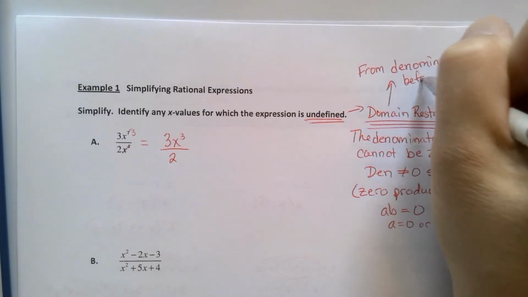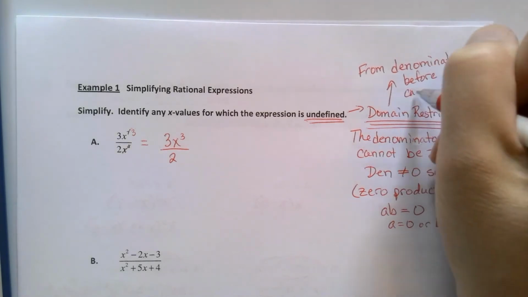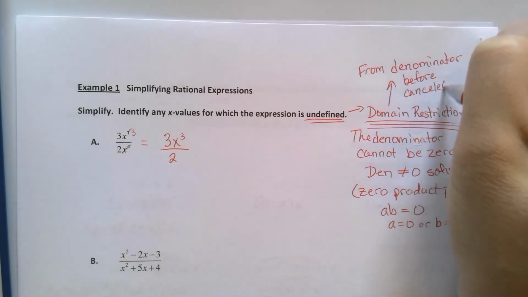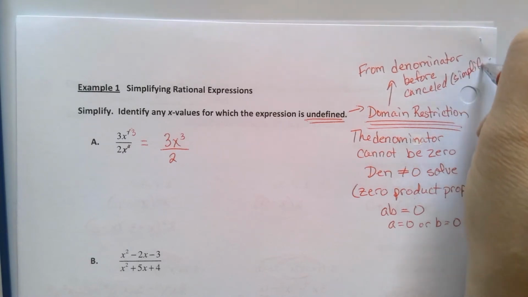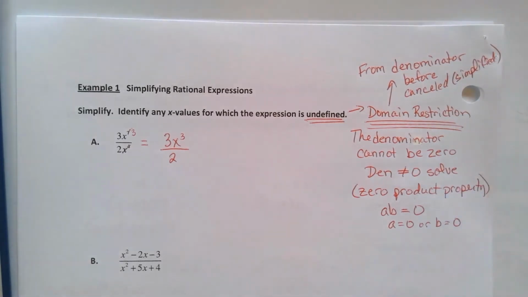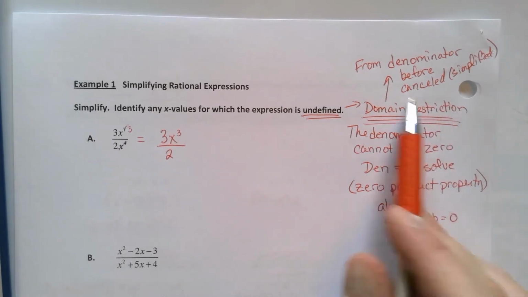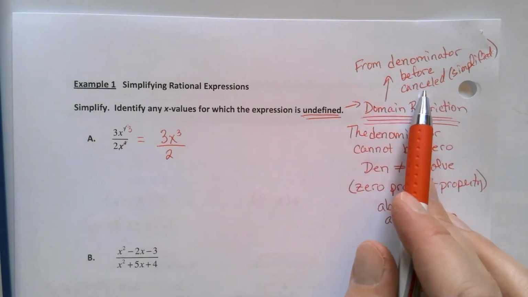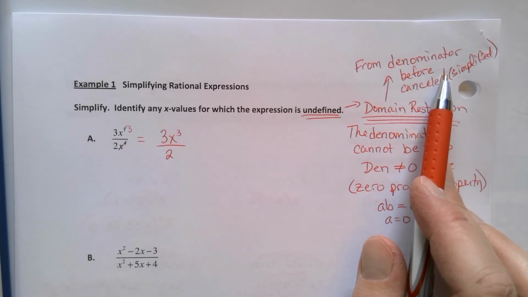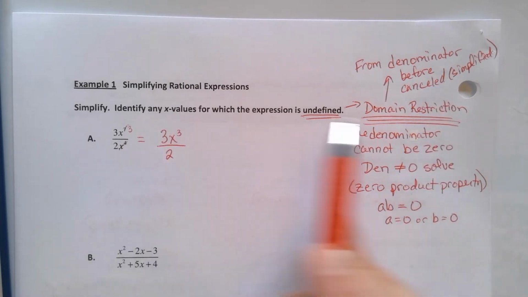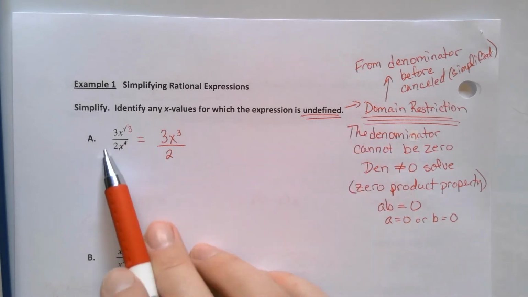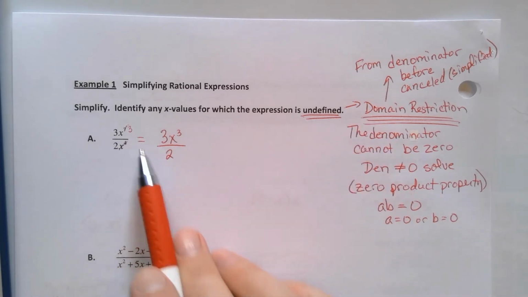Before you cancel or simplify. All right, that's really important to know. So the domain restriction comes from the denominator before it was canceled or simplified, meaning what could I put into the original problem that would cause an issue? So domain restriction always comes from the original problem, and we'll talk about that as we move forward.